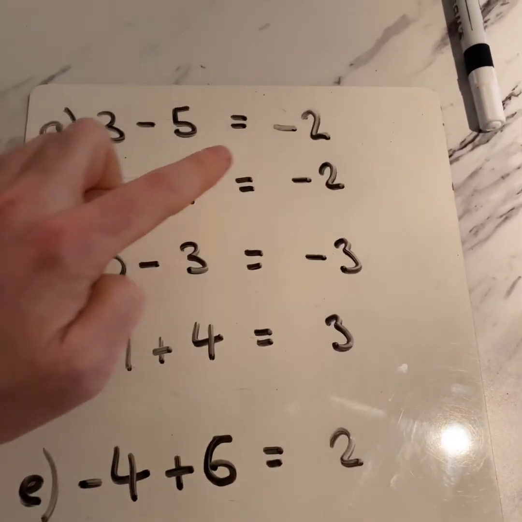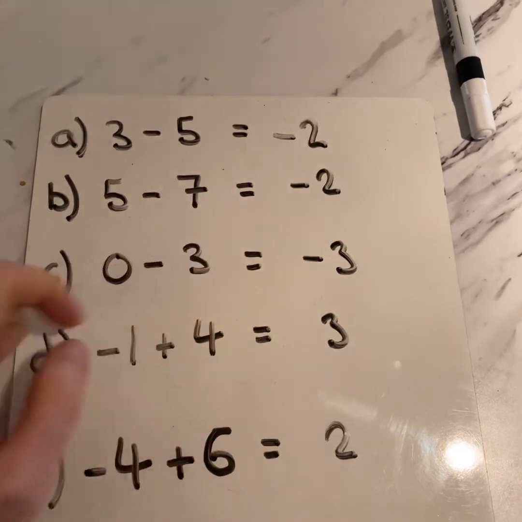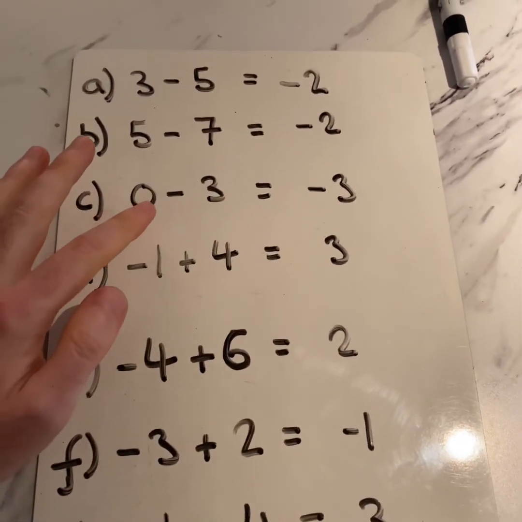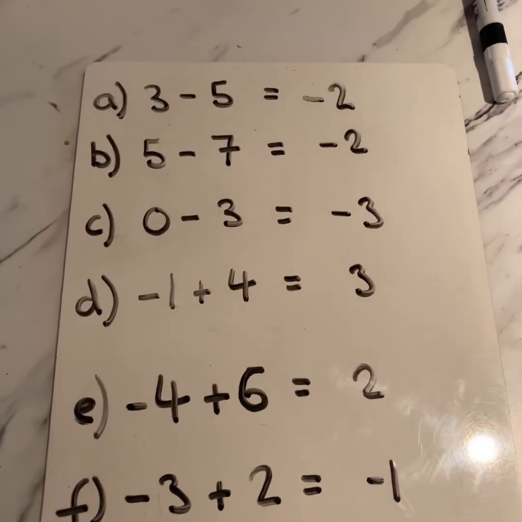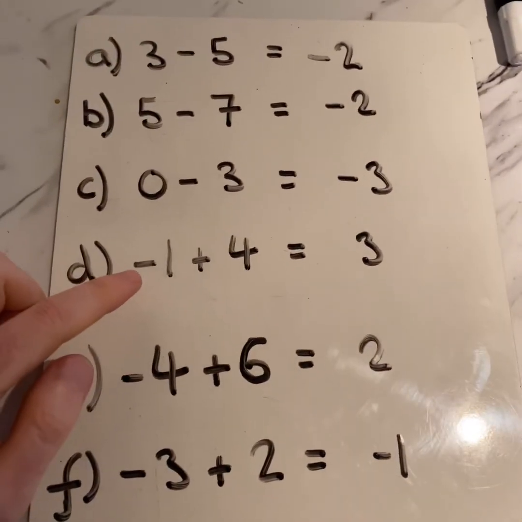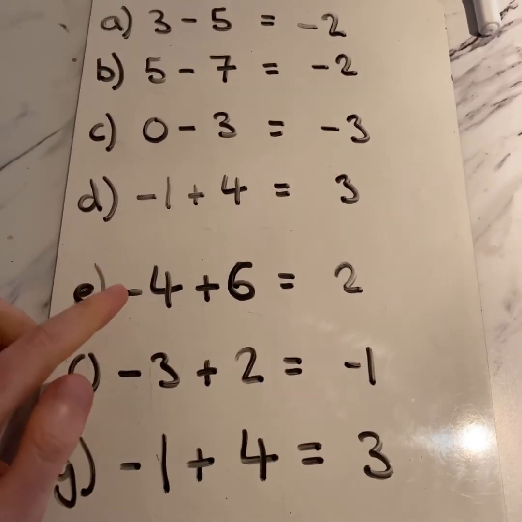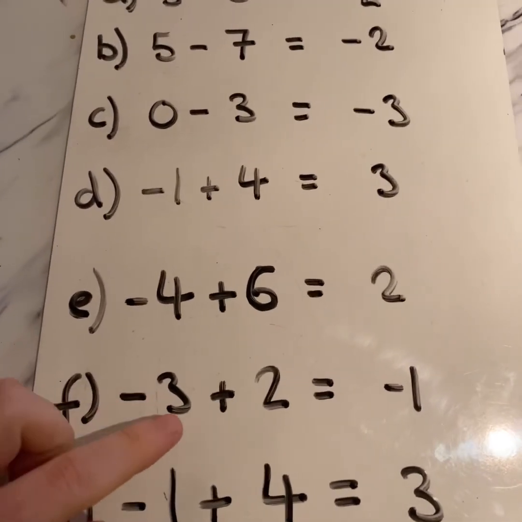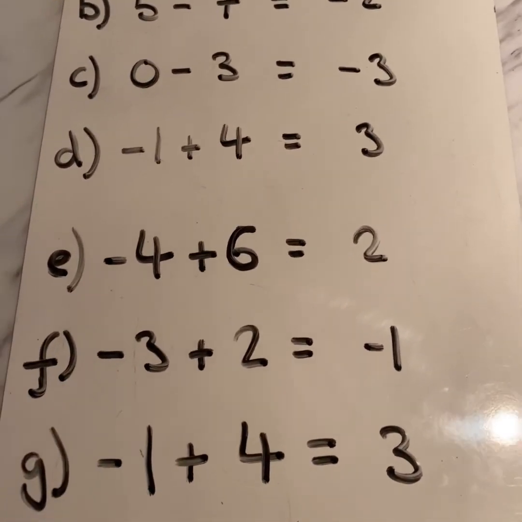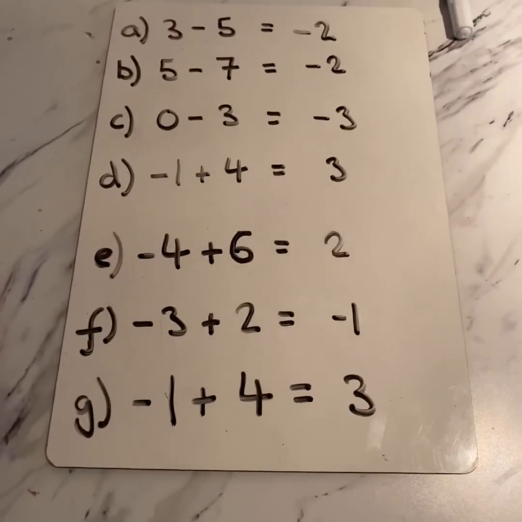3 take away 5 is -2. 5 take away 7 is -2 as well. 0 take away 3, negative 3 or -3. You can say negative or minus, it doesn't matter. -1 add 4 is 3. -4 add 6 is 2. -3 add 2 is -1. And -1 add 4 is 3.